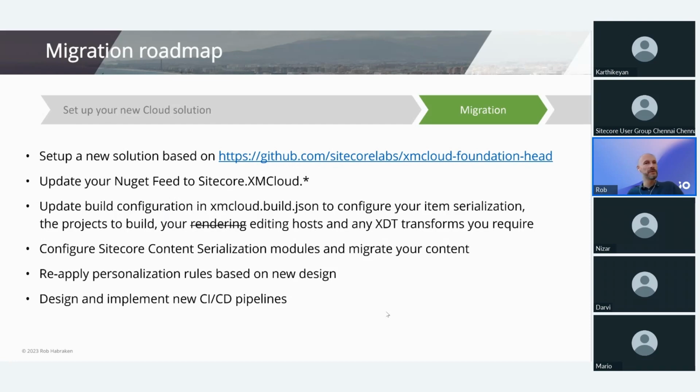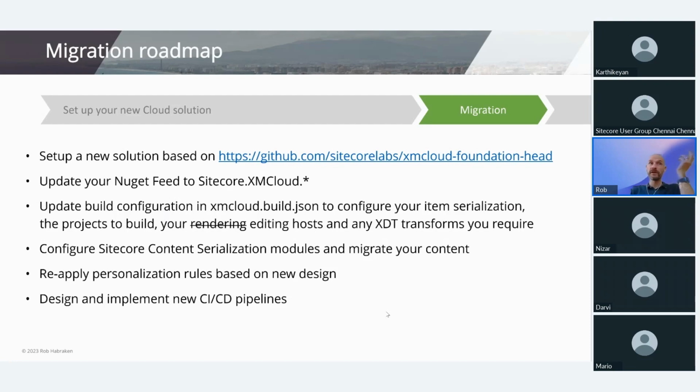You want to update your NuGet feed to XM Cloud references, and then you start to configure your build configuration. You can configure your item serialization over there, the projects that you still want to build and move into XM Cloud, and need to be built by XM Cloud, by the way. That's also in this XM Cloud build JSON file, and the rendering or editing hosts, and any other XDT transform you require. That's all in that one configuration file.